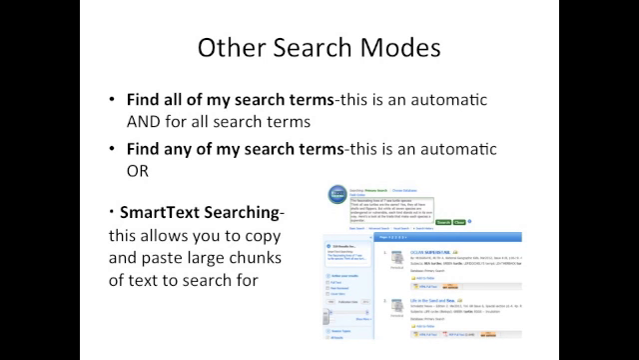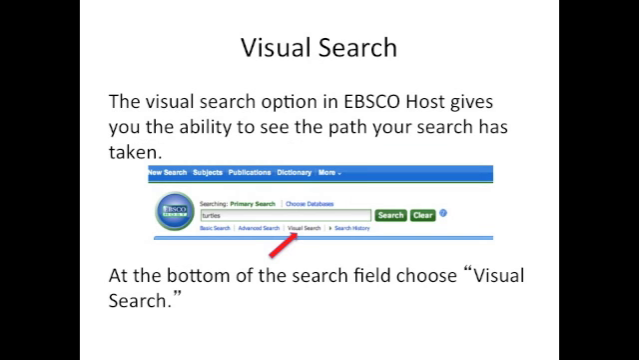The smart text searching allows you to copy and paste big chunks of text into the text box to help you find that article. The last search option we're going to talk about is the visual search. The visual search option gives you the ability to see the path your search has taken as you've gone. At the bottom of the search field, you can just choose visual search.